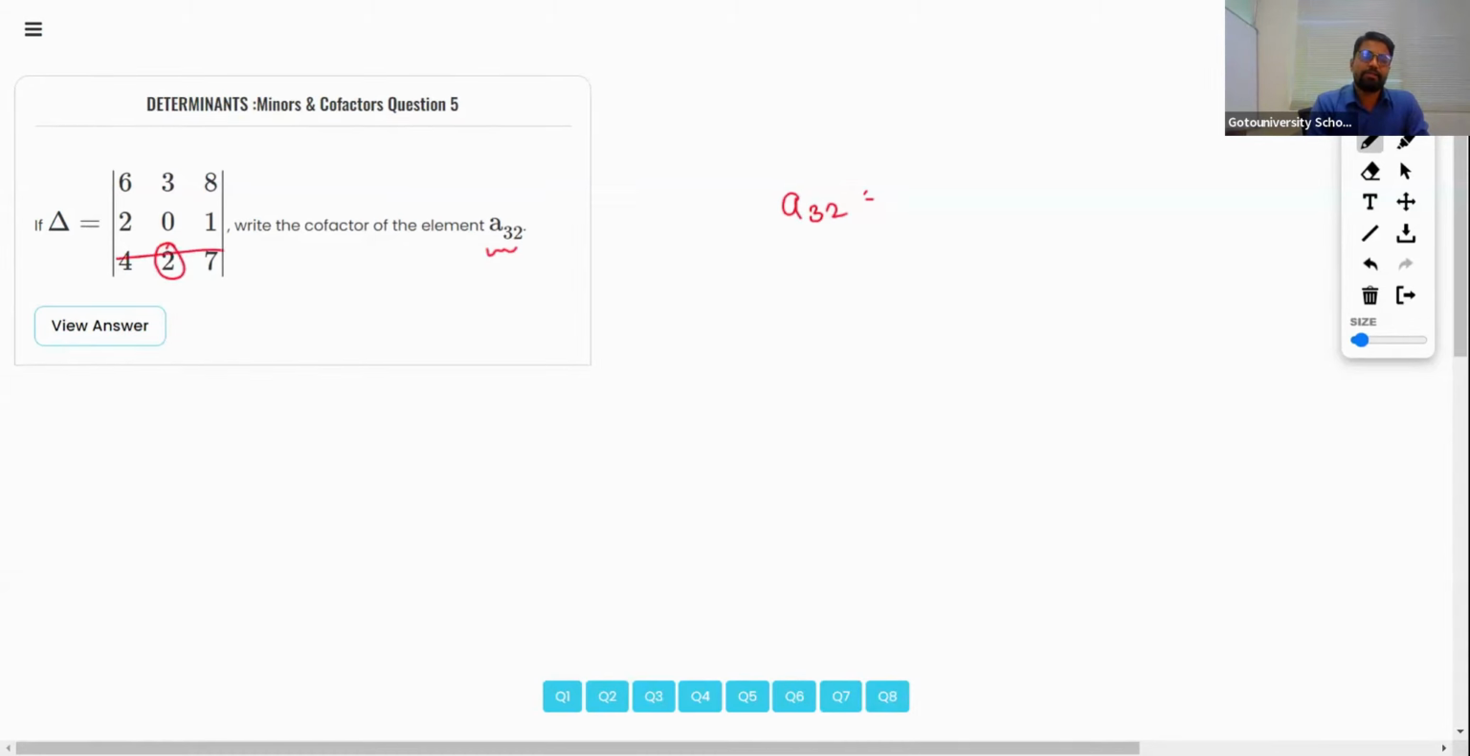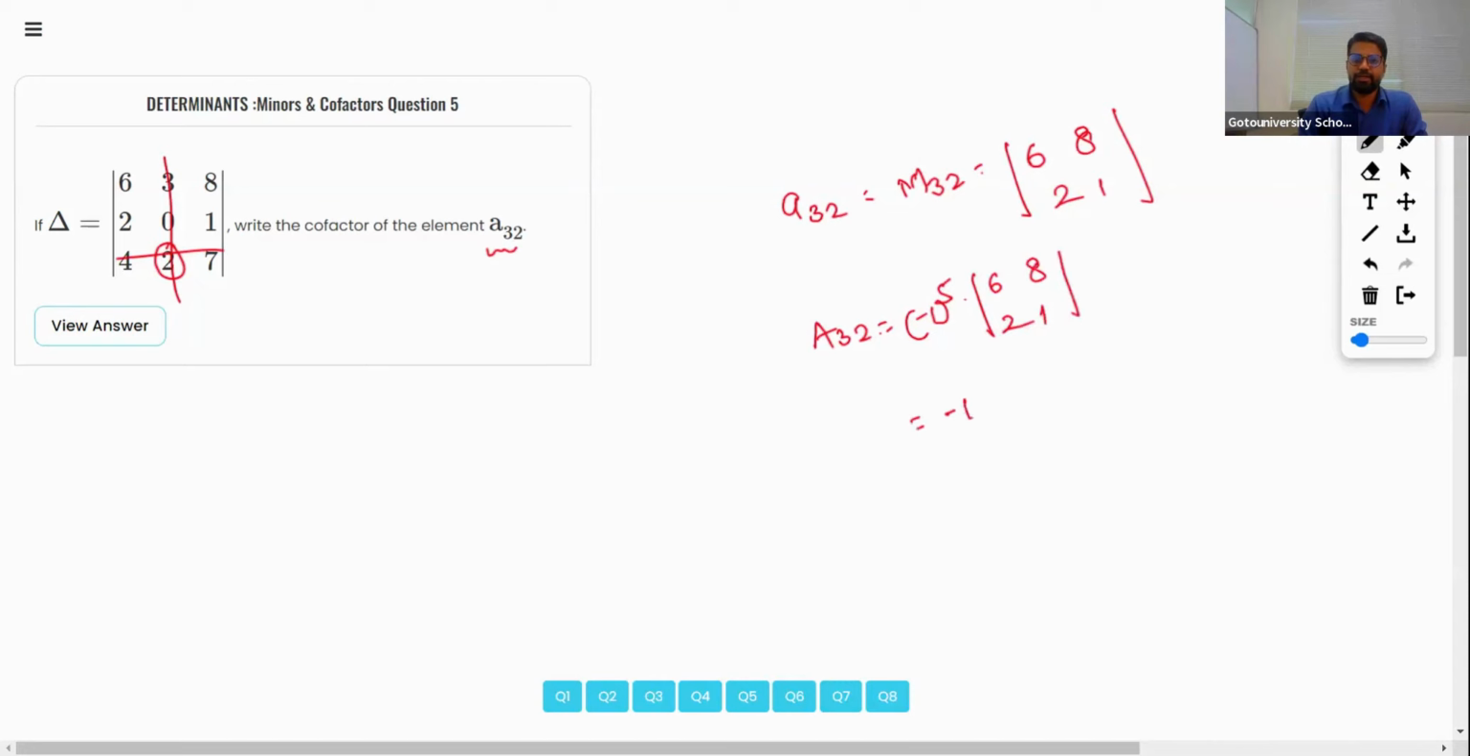We have to eliminate this row and this column, third row, second column. So we will get its minor first. What is the minor of this? 6, 8, 2, 1. The determinant of this is the minor, whereas I want the cofactor. Cofactor is minus 1 power 5 into this determinant, right? So what we get: minus 1 into 6 minus 16, which is minus 1 into minus 10. Our answer is positive 10. So the required cofactor is plus 10.